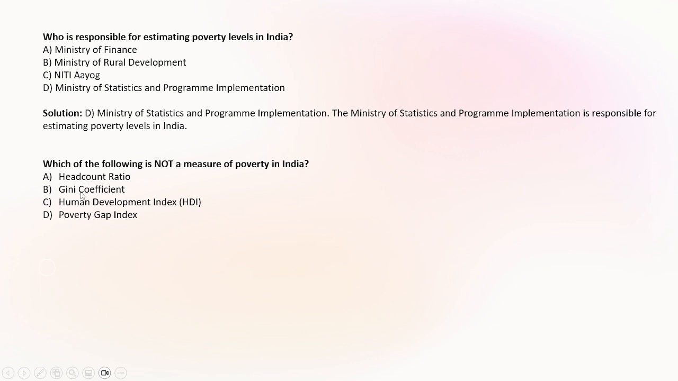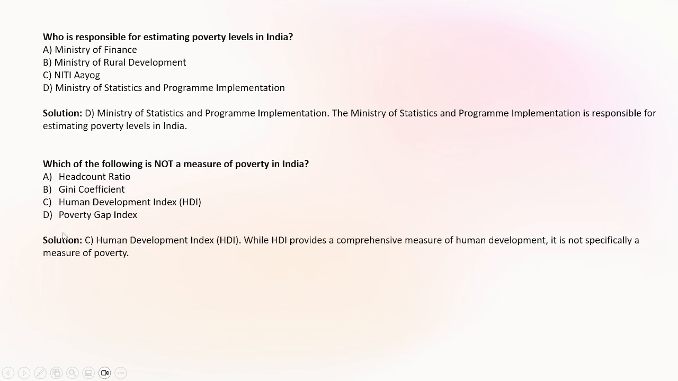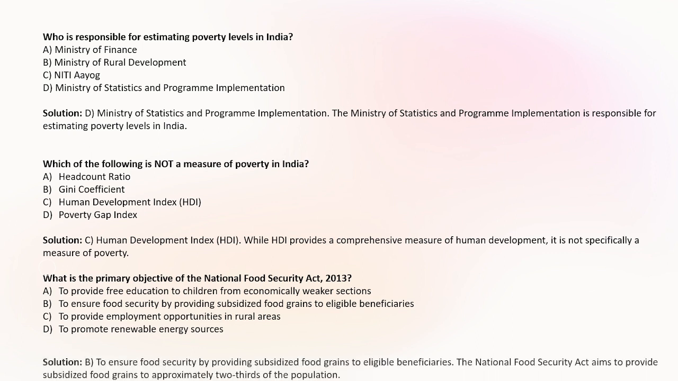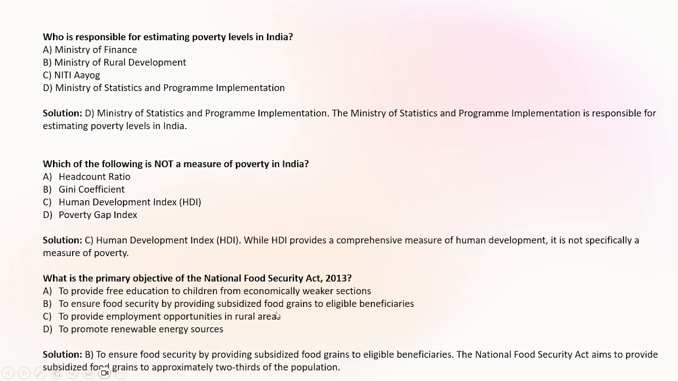Then which of the following is not a measure of poverty in India? Is it headcount ratio or Gini coefficient or human development index or the poverty gap index? It is the human development index, which is not specifically a measure of poverty. Human development index is not associated with poverty. What is the primary objective of the National Food Security Act 2013? Now, this is the most important objective needed for the entire population of the world. It is to provide food security by providing subsidized food grains to the eligible beneficiaries so that no one is dying because of lack of food.